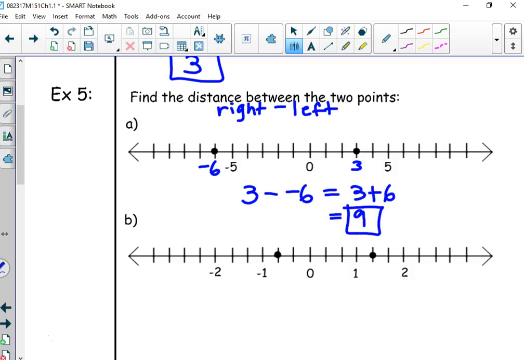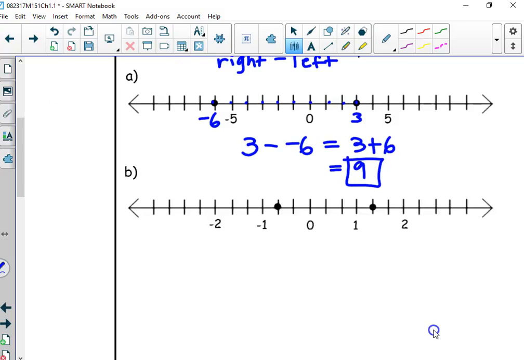Okay, now we could have counted that off. We start at the left point: 1, 2, 3, 4, 5, 6, 7, 8, 9 to get to the right point. So either way, it helps to know the math. Here I threw some fractions in there that you have to kind of figure out.